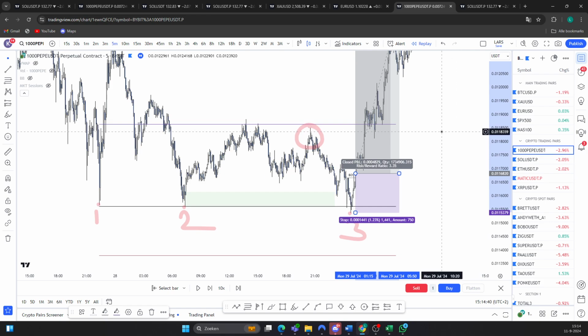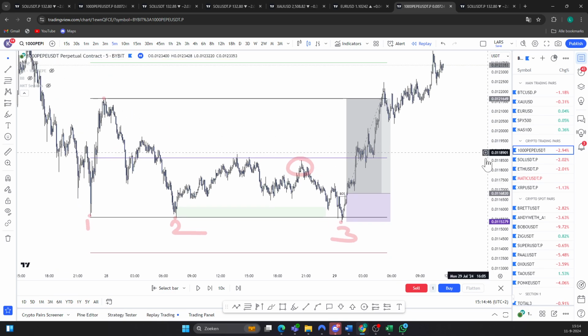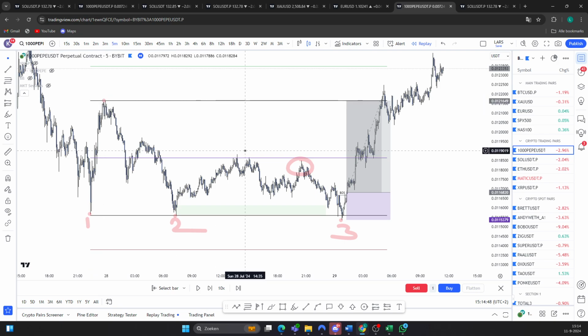Any day. So, nice little higher time frame, 45-minute Model 1 accumulation schematic where we hit our target, which was that range high.